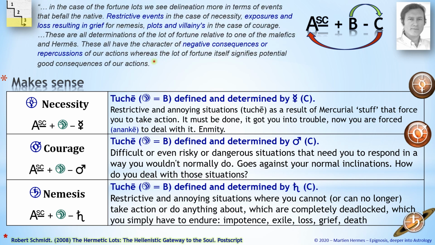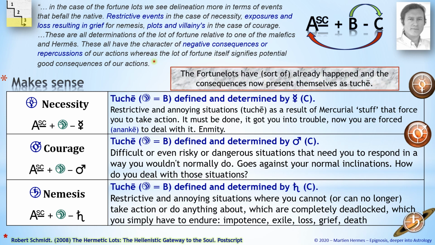Now Schmidt said that in the case of the fortune lots, we see delineation more in terms of events that befall the native. These are restrictive events in the case of necessity, exposures and loss, resulting in grief and nemesis, and plots and villainies in the case of courage. All determinations of the lot of fortune relative to one of the malefics and Hermes. Now you could also say that the fortune lots have sort of already happened, and the consequences now present themselves to you as 2G. And well, that really makes it clear what's going on here.